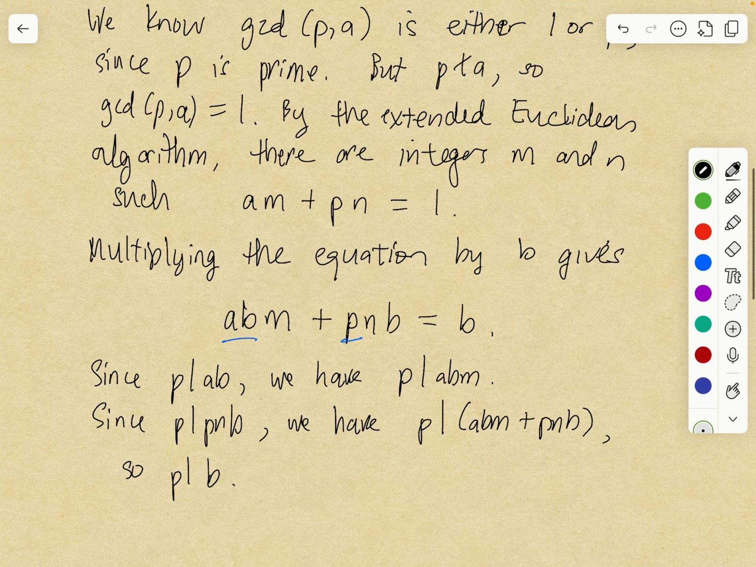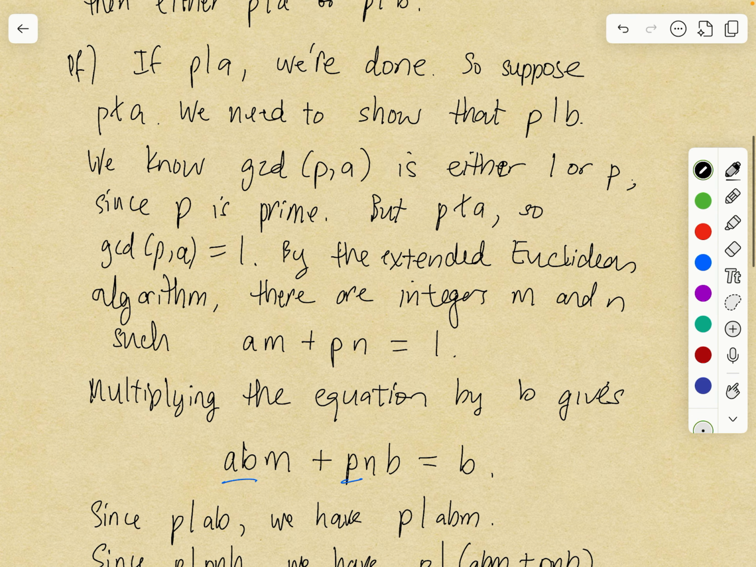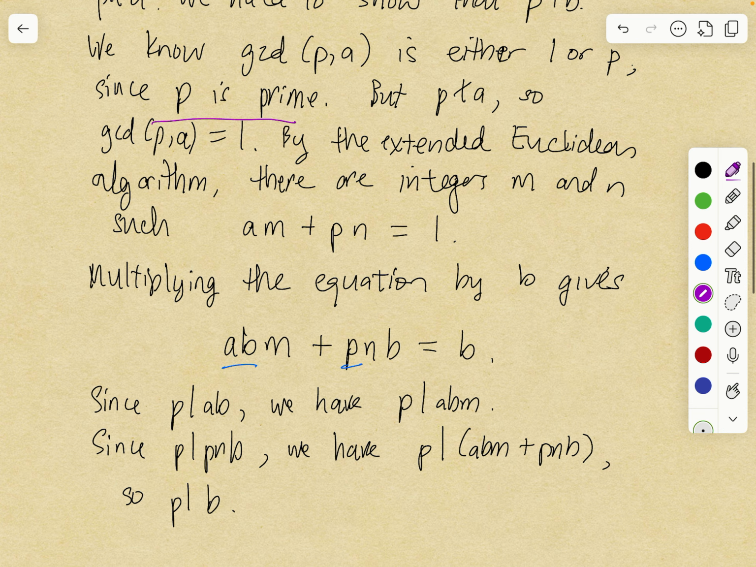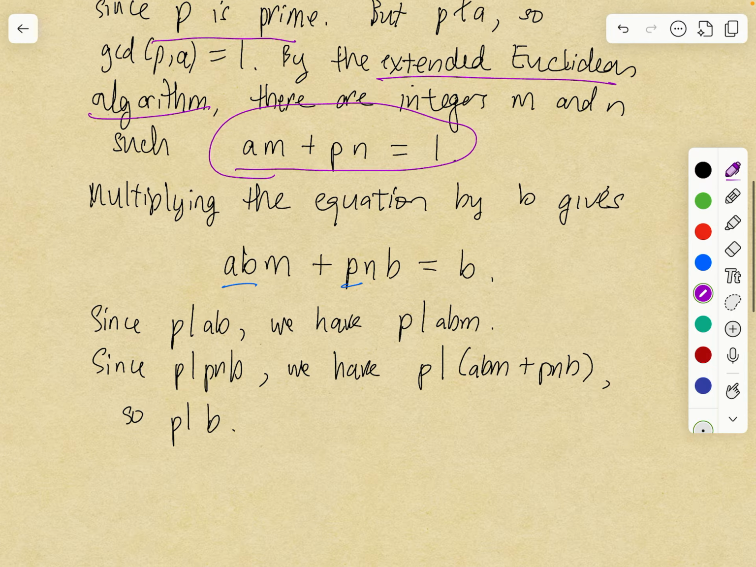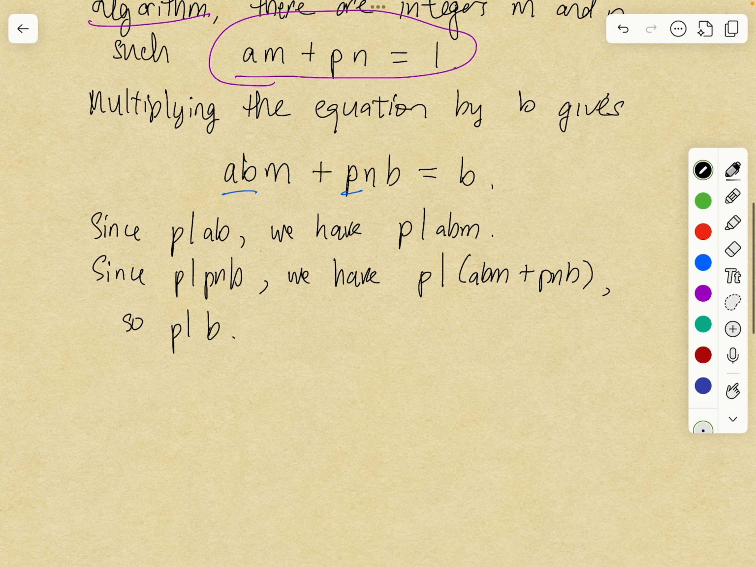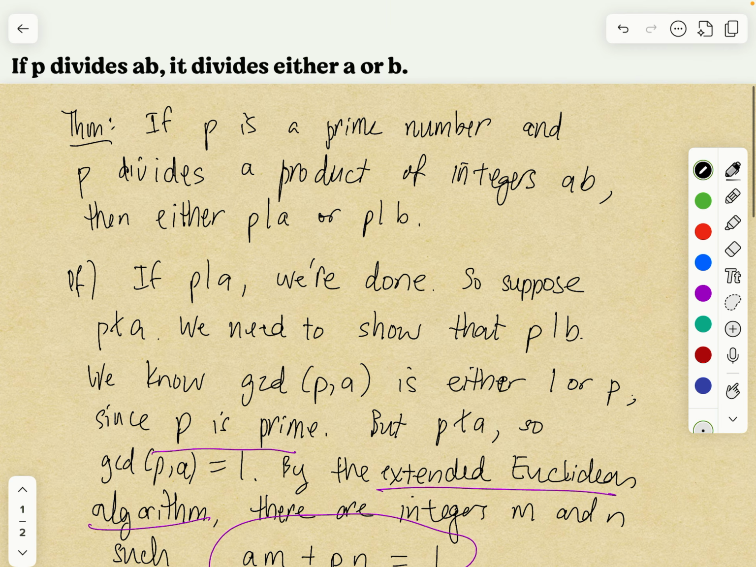So notice where we used the fact that p is a prime. We used it here, to get that the GCD is 1. And then once we had that, we used the Euclidean algorithm to get this equation. And then once you had that equation, the trick was to multiply both sides by b, and then notice that you get a, b, and p as factors of the terms. And then that lets us finish the proof. So a pretty short proof, but an important fact about prime numbers: if you have a prime number and it divides a product, it must divide one of the factors.